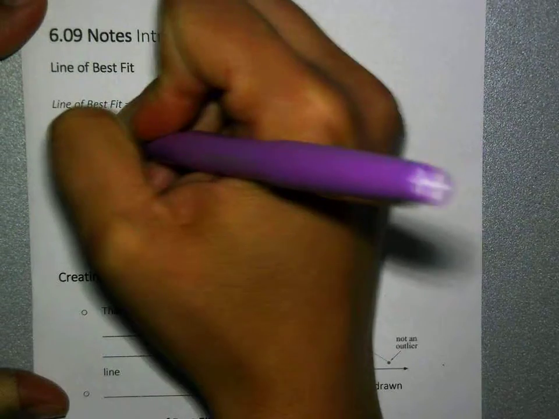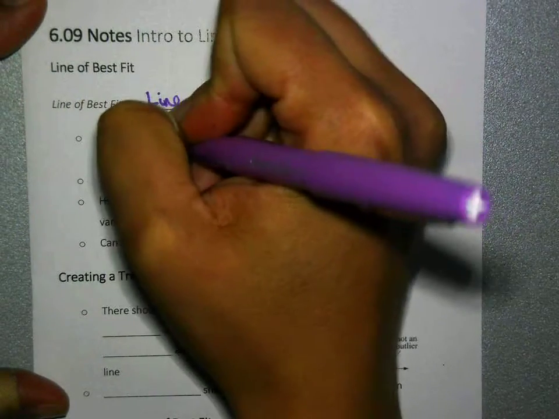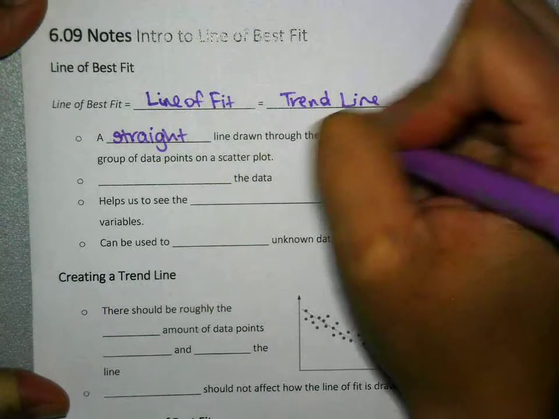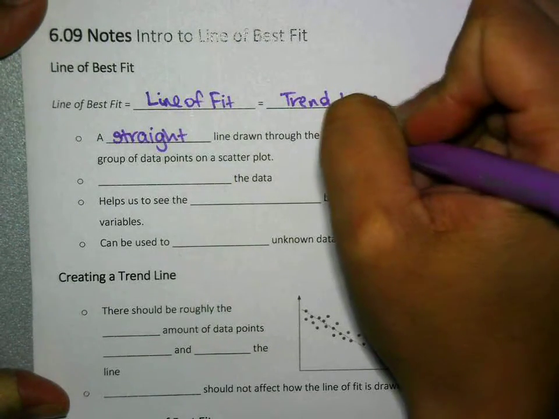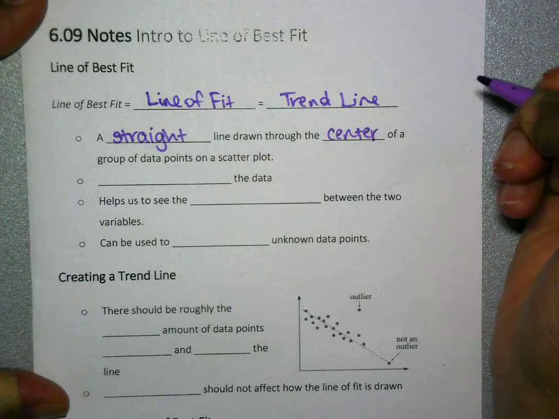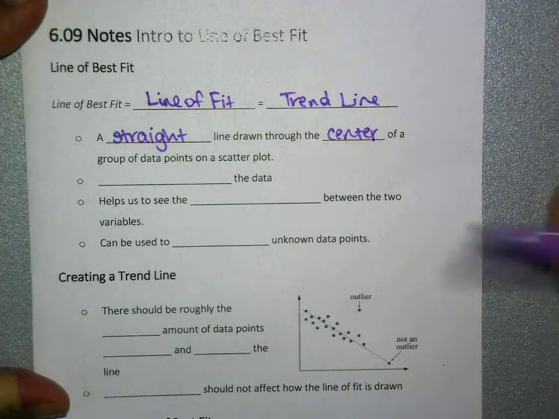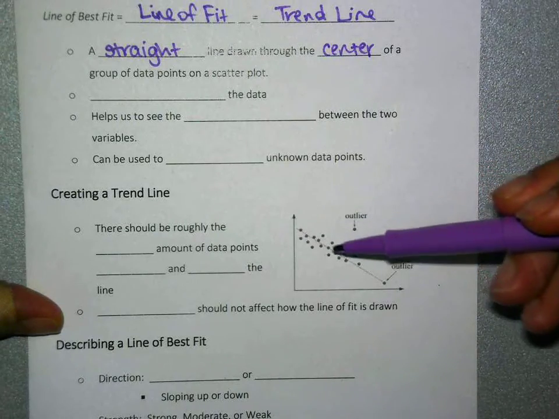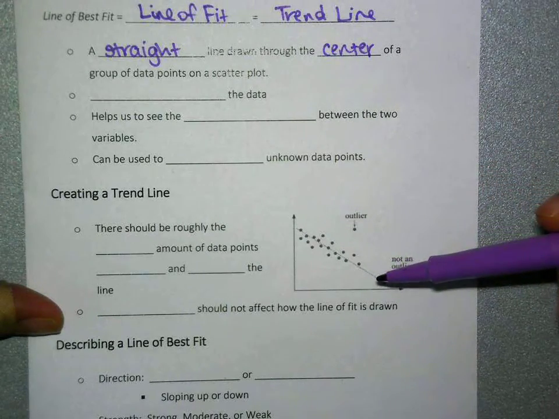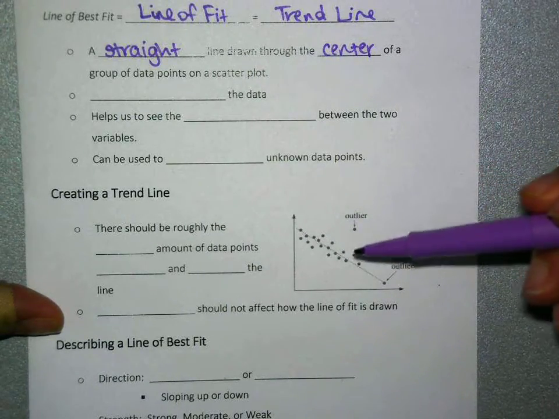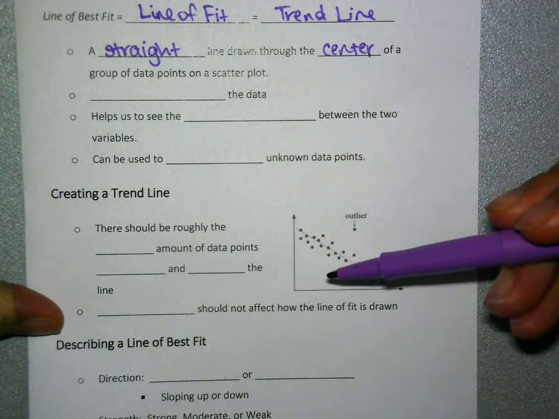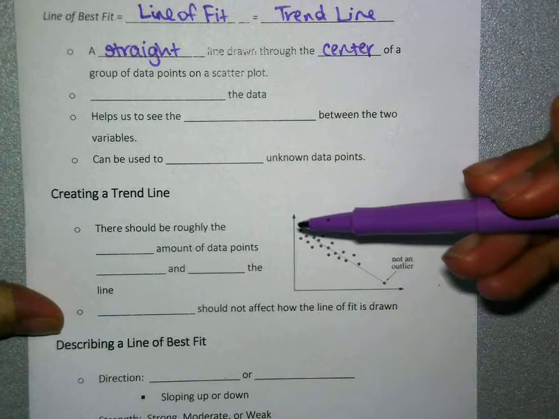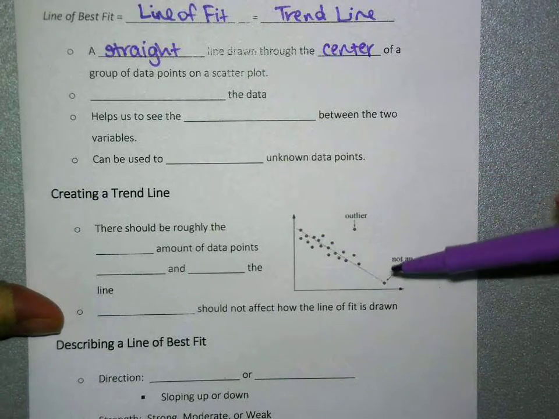It is a straight line drawn through the center of data points on a scatter plot. So you'll see down here, it's always a line that cuts the data points in half. So you always want to have about as many points above and below as possible to make sure that they're equal, and as many points that you can go through is the best.